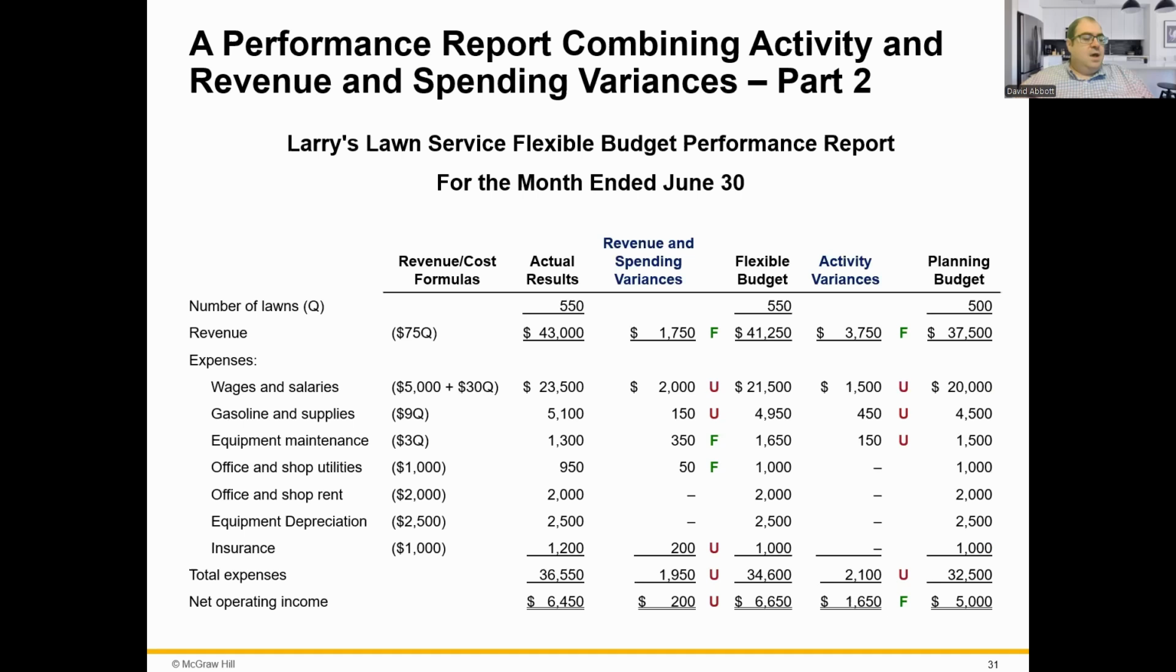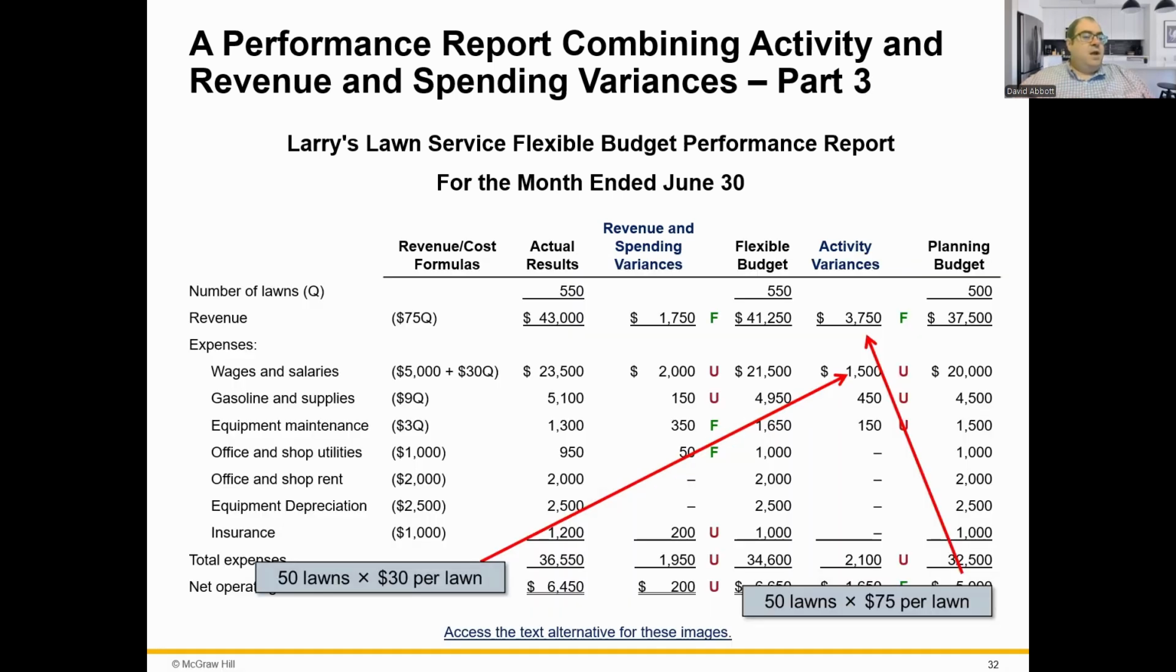Okay, this slide contains the previously computed activity, revenue, and spending variances. Notice that the variances appear between the amounts being compared rather than after them. More specifically, the activity variance appears between the flexible budget and the planning budget, and the revenue and spending variances occur between the actual results and the flexible budget columns.